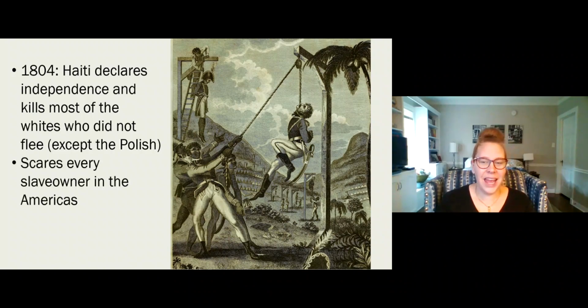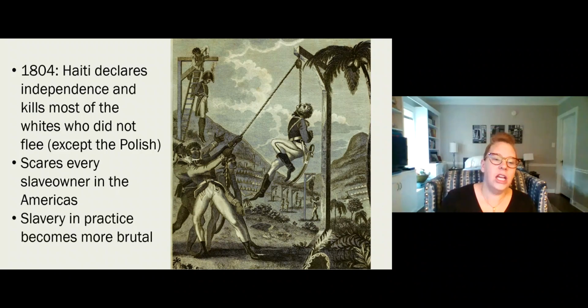Geography. So, of course, this terrifies all the slave owners in the Americas, right? Images like this, oh, they didn't like this. They didn't like this at all. So slavery becomes even more brutal. You see even more torture, whippings. It's really bad. Okay? It's really bad. It gets really bad.